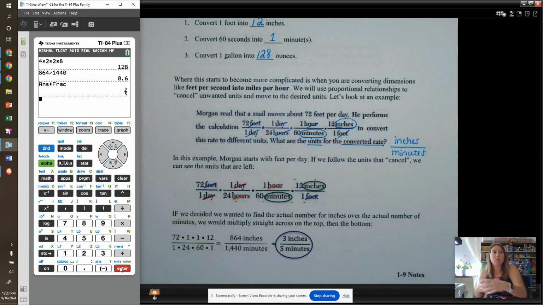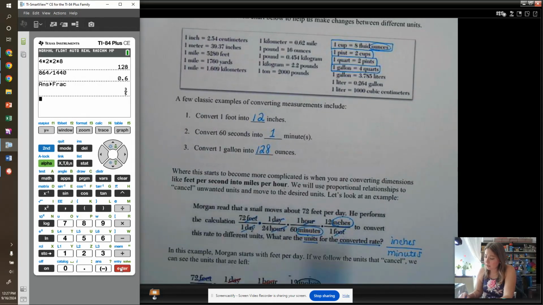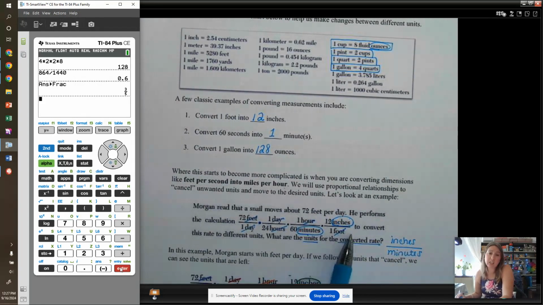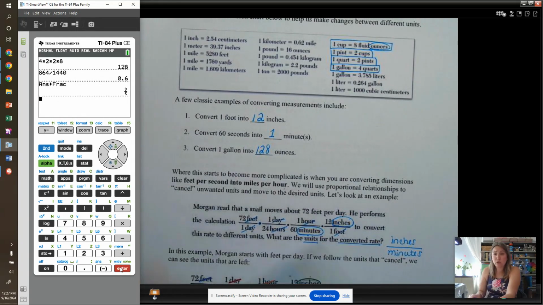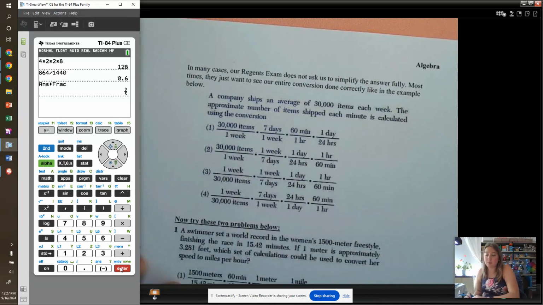It's so interesting. We can use those proportional relationships, how these units compare, and multiply them together to convert our units into something that might be more understandable, more workable for us. Typically, the way the Regents asks it, we see the proportionality laid out, so we don't have to do that part ourselves. Let's flip to the next page and look at another example of this.